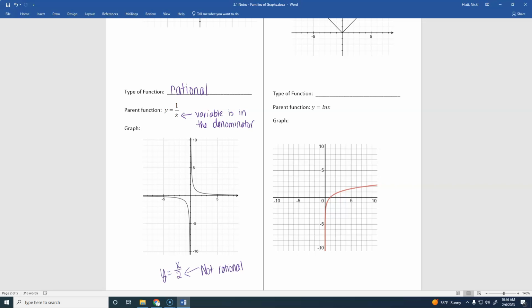And then the last two types of graphs we've already talked about quite a bit in the last unit because they were the focus of our last unit. The last one is logarithmic.